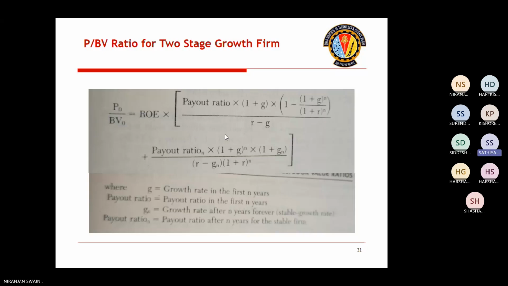Then comes the second part. During the stable growth period, what are the figures? 0.68 multiplied by 1.20 raised to 5, multiplied by 1.08, divided by 0.115 minus 0.08, into 1.115 to the power 5. Is equal to how much? 89.97. So whether you are wrong or I am wrong, I don't know. It's around 7.89. Around 4.9? No, 7.89.